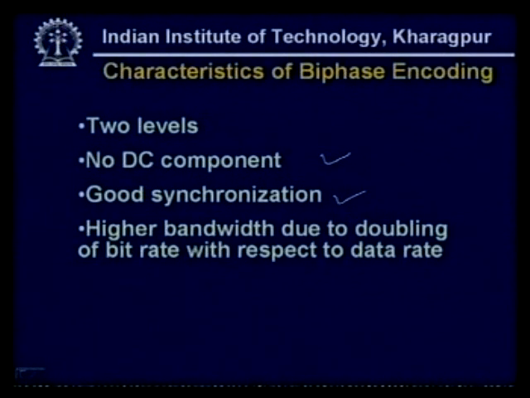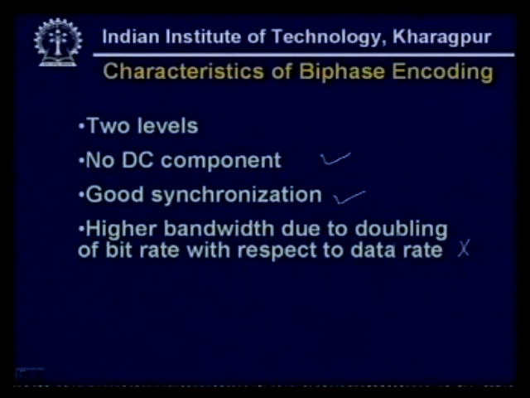However, the bandwidth is increased here. It gives you higher bandwidth due to doubling of the bit rate with respect to the data rate. That means when you are sending a sequence of zeros and a sequence of ones, then the baud rate is double the data rate. So that is a bad feature. Definitely this is not advantageous, but because of the other two features, it is attractive and widely used in many practical encoding schemes.